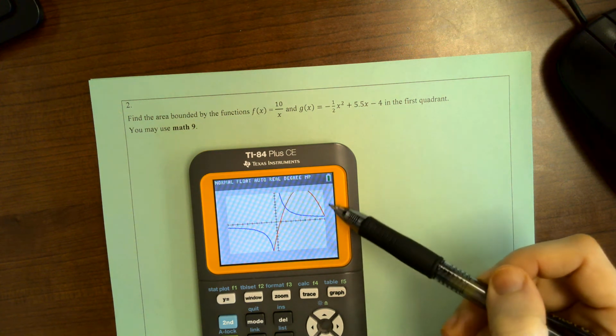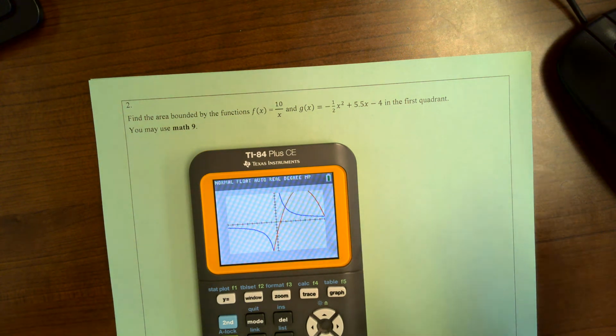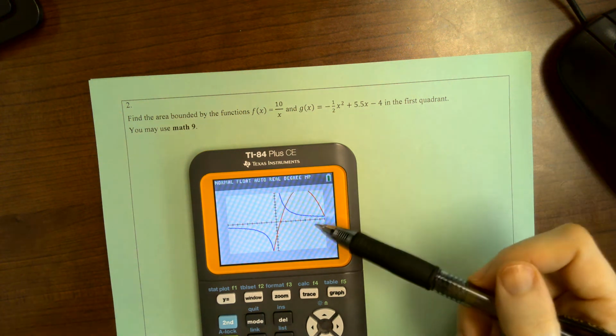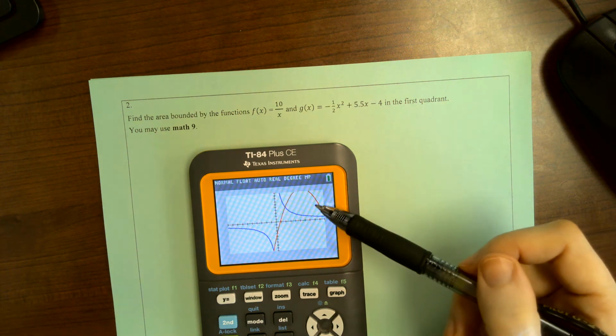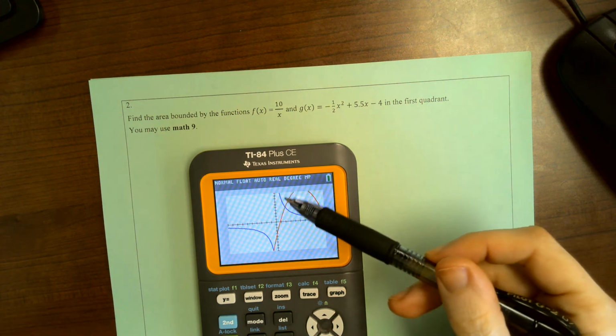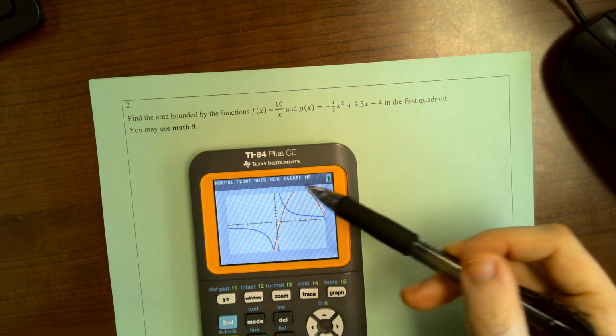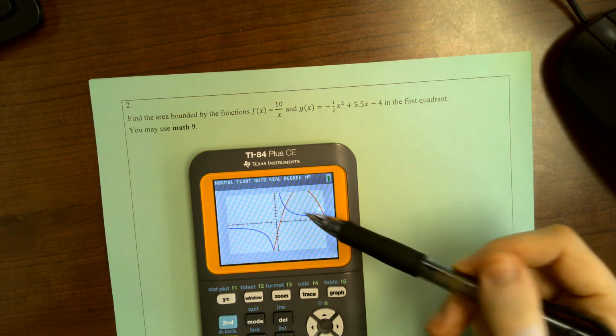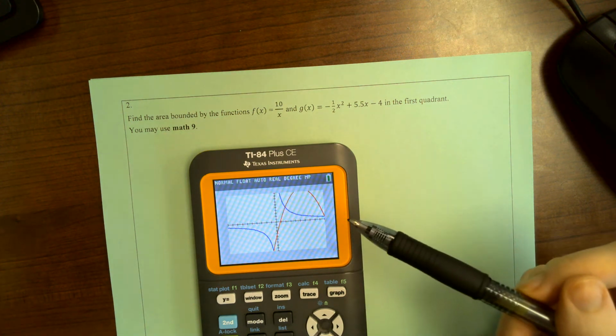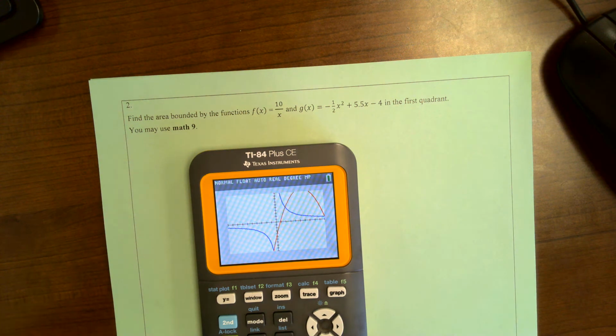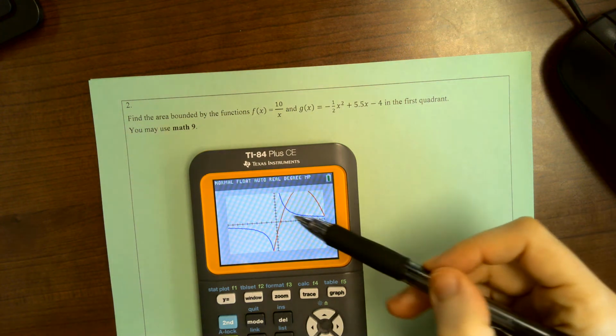Okay, now I want to look more closely. So they said in the first quadrant. There are other regions, I guess, other bounded regions that we could look at. Actually, no, this is the only closed bounded region that the graphs would make with these 2 points of intersection. There's more points of intersection, but none that are the corners of a closed region.